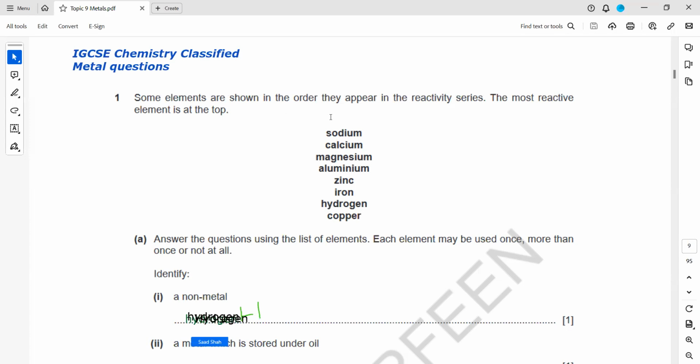They appear in order of reactivity. The most reactive metal element is at the top, and as we go down, the reactivity decreases. Answer the questions using the list. Each element can be used once, more than once, or not at all.